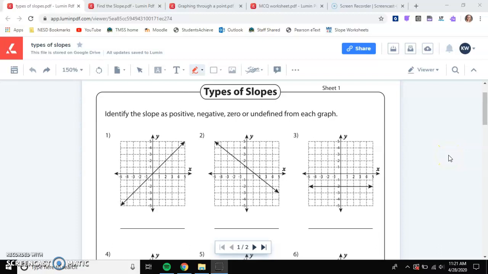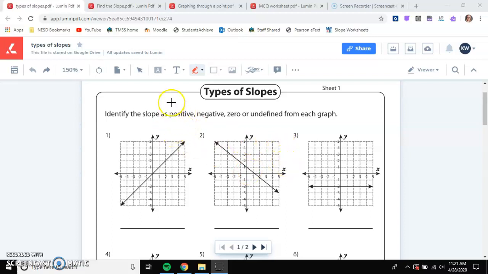I'm going to post 4 worksheets for you to do today, all to do with slope and graphing the slopes of lines. And then I'm going to do one example of each of these to get you started. So identify the slope as positive, negative, 0, or undefined.